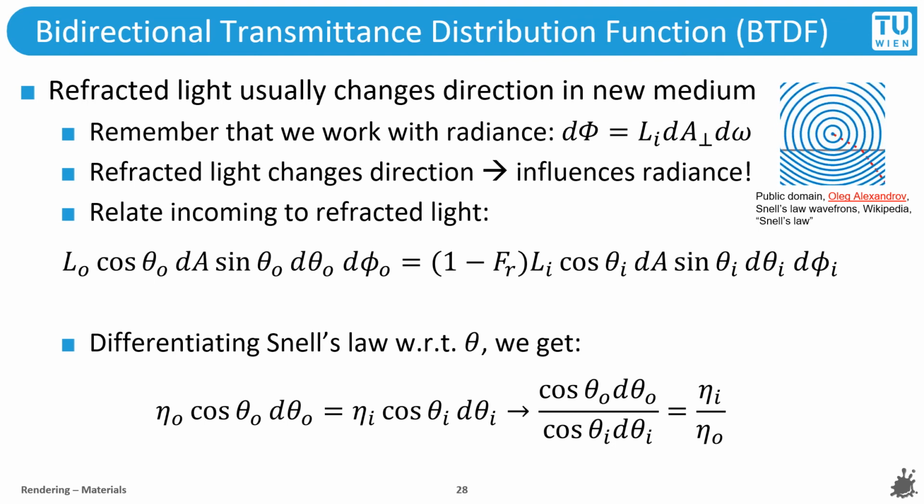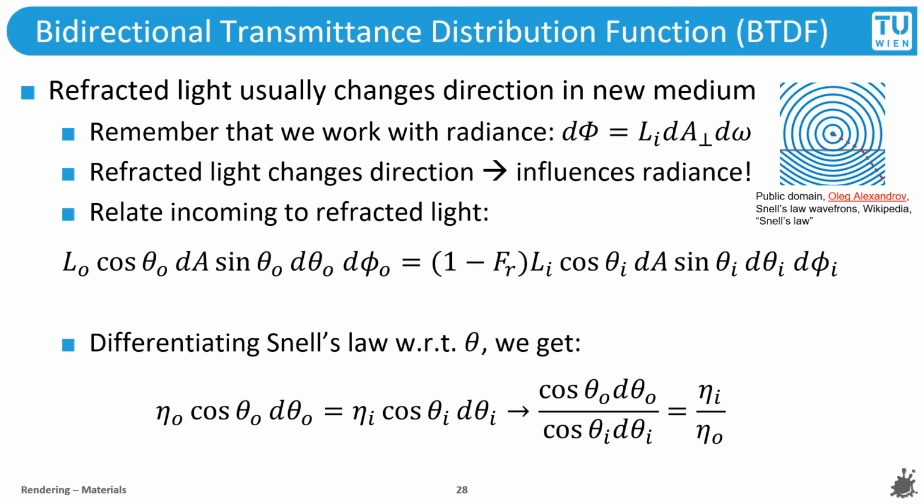Remember that the basic unit we use in rendering is radiance, which is differential flux per normal projected area per solid angle. If we change the direction of the ray as it passes into a new medium, that directly affects the radiance of the continuing ray.